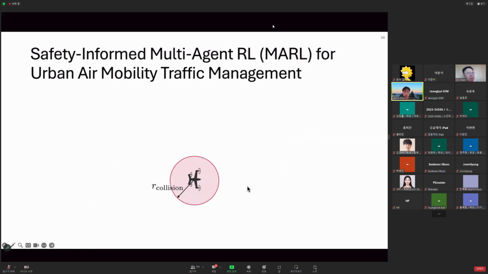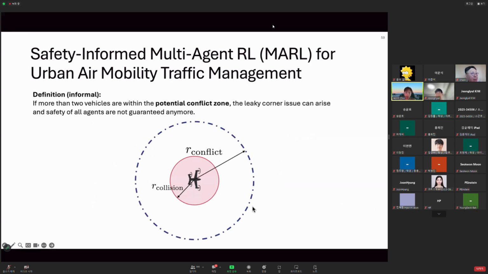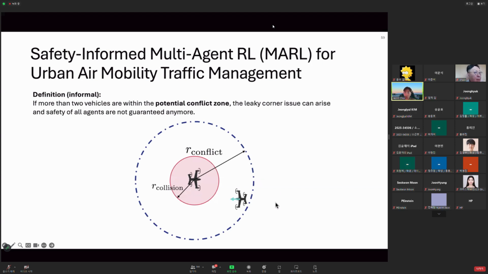And for us, the main idea of this project is to define a new region called the potential conflict region, where if there are more than two vehicles within this region, this leaky corner issue can arise and the safety guarantee for all agents might not hold anymore. For example, one agent can enter this region, and that's fine, because these two agents can actively engage to avoid collision with each other. But if a third agent enters this potential conflict region, then resolving the collision for all three agents might not be possible.